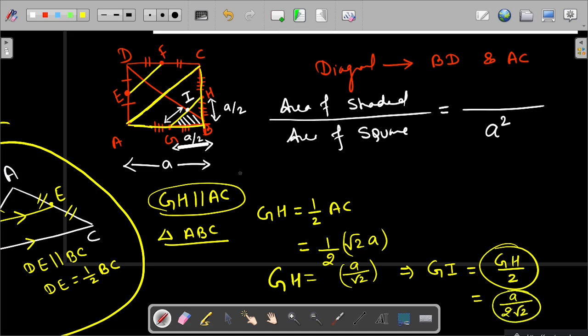Is it okay? So now you have GB as a by 2. You have GI. Can we find the IB? I want to find the length of this IB. Can you find this length IB? Is there any way to find the IB?